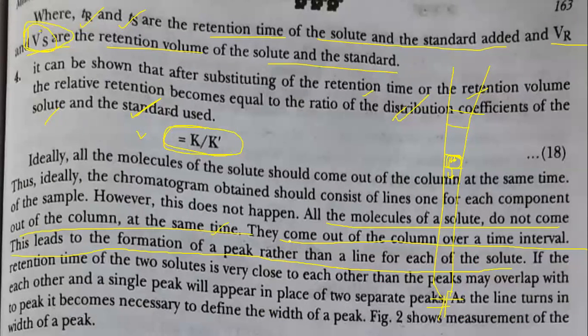They come out of the column over a time interval. This leads to the formation of a peak rather than a line for each of the solute.